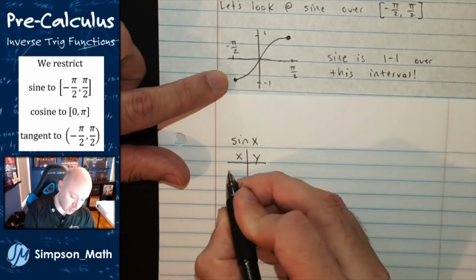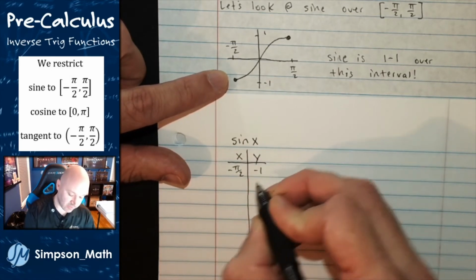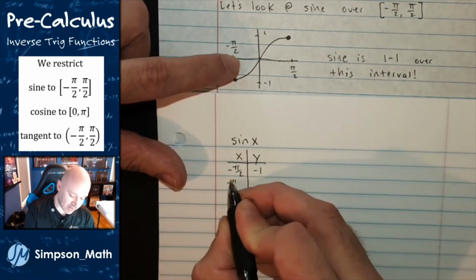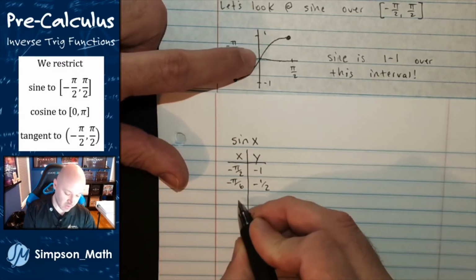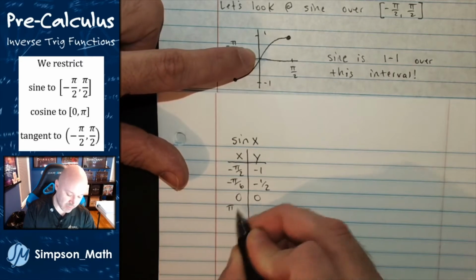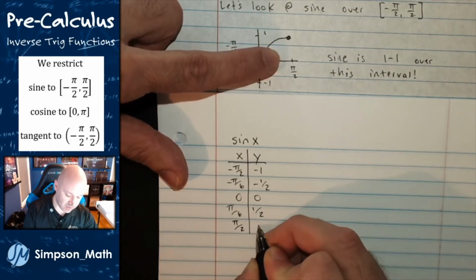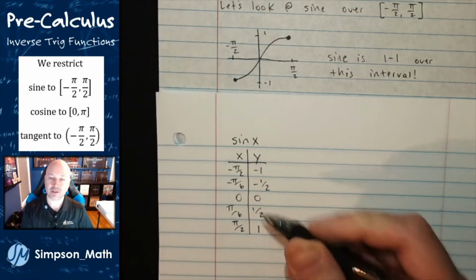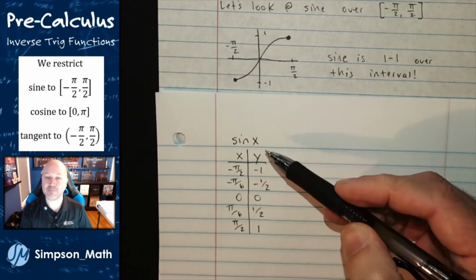This point is when you plug in negative pi halves, sine is -1. There's another pretty point at negative pi 6, where sine is -1/2. Sine of 0 is 0. Sine of pi 6 is +1/2, and sine of pi halves is 1. Now there's some more values in there. Pi thirds is root 3 over 2, but I'm just picking those pretty points.